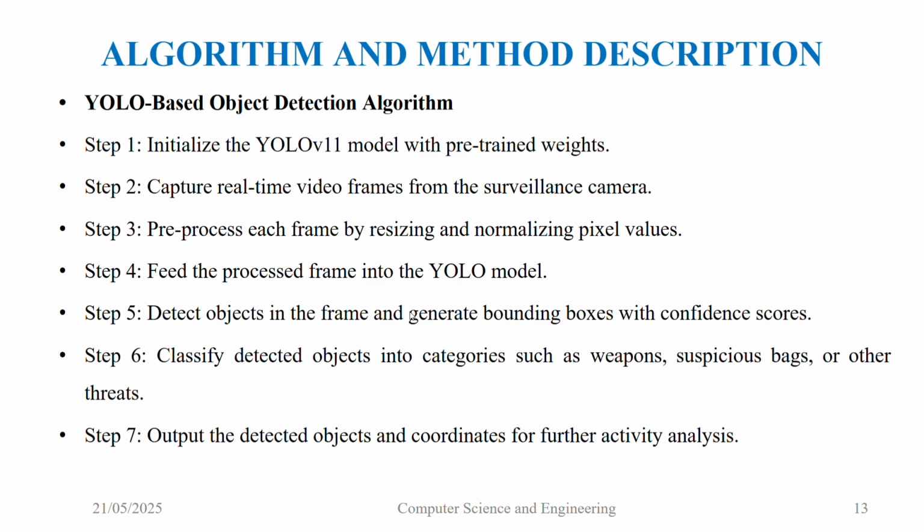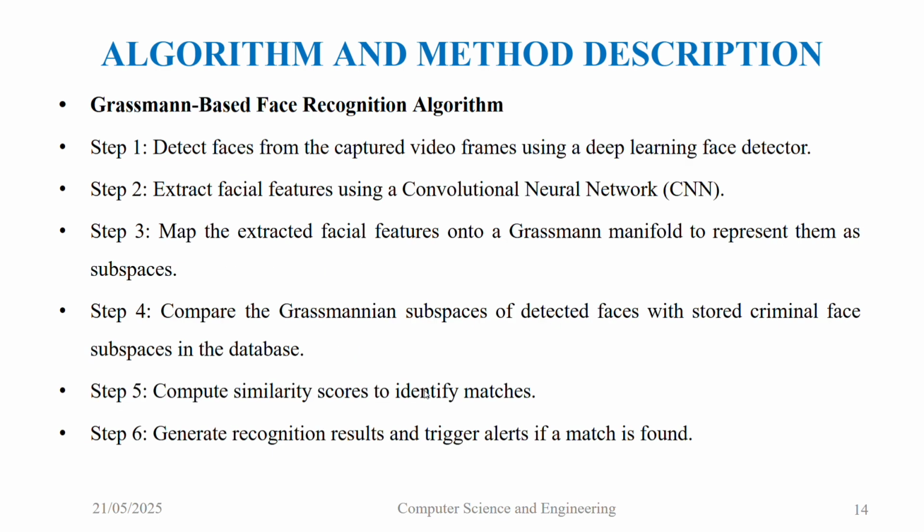Algorithm and method description. YOLO-based algorithm detection: we use the YOLO algorithm for object detection. It detects objects like weapons in real time. For face recognition, we use a convolutional neural network based model with the Grassmann technique, and a Grassmann-based recognition system. The Grassmann technique compares the faces with the criminal database and identifies matches.